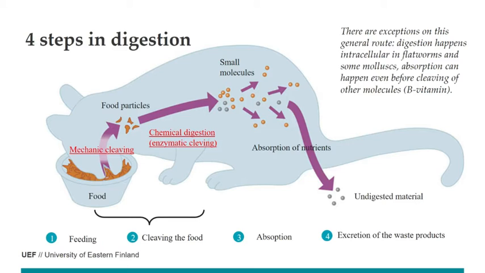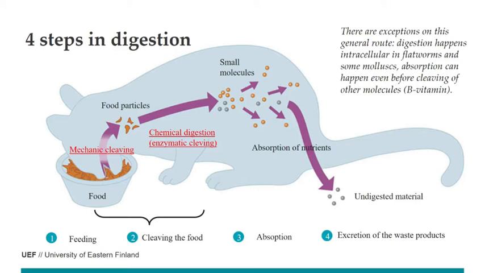There is food that is cleaved mechanically in the mouth and then swallowed as smaller food particles. The cleaving continues chemically in the stomach and the intestine, to get the food particles into small molecules that can be absorbed. And then these nutrients are absorbed, and the undigested material will be excreted.